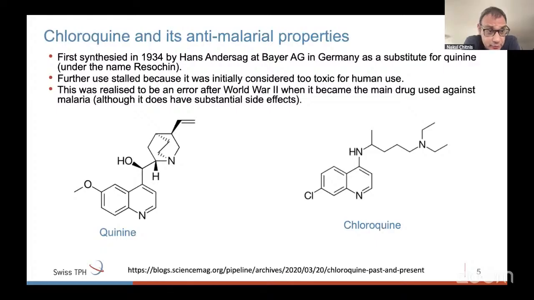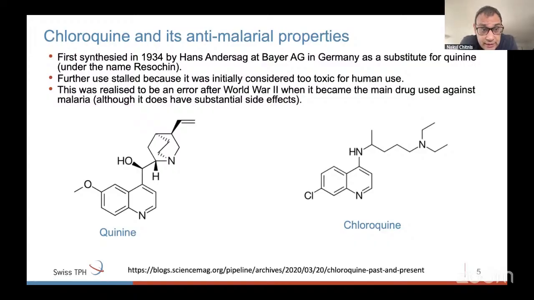And then just around the time of World War II, chloroquine was synthesized by Bayer AG in Germany, and used as a substitute for quinine, because quinine had been known for centuries. Quinine has worked very well against malaria, but quinine also had substantial side effects. And chloroquine, as you can see from the chemical diagrams, is similar to quinine, but has a chloride over here, and this bit is different.